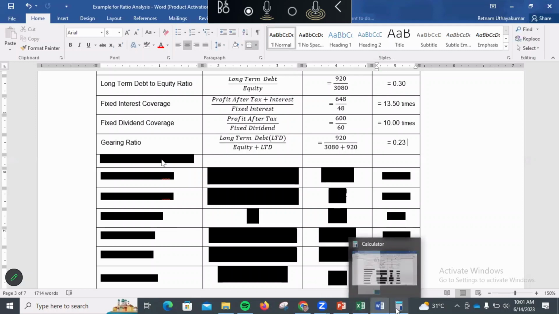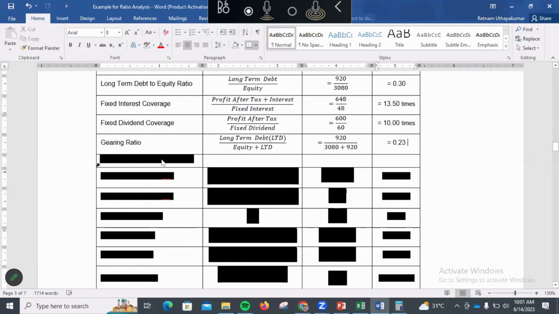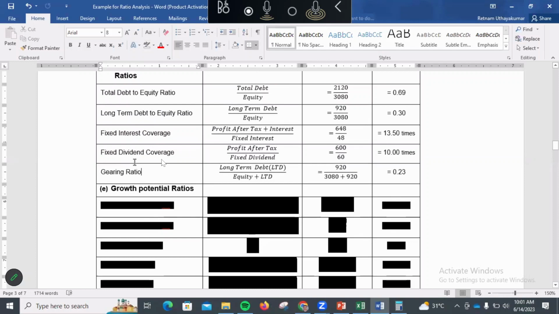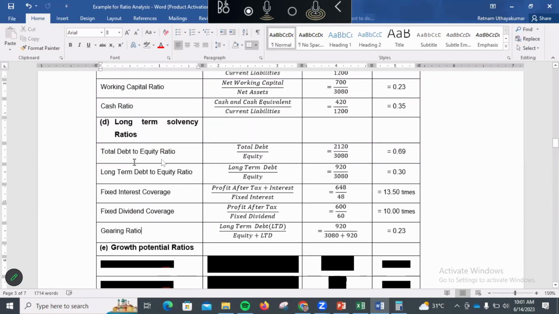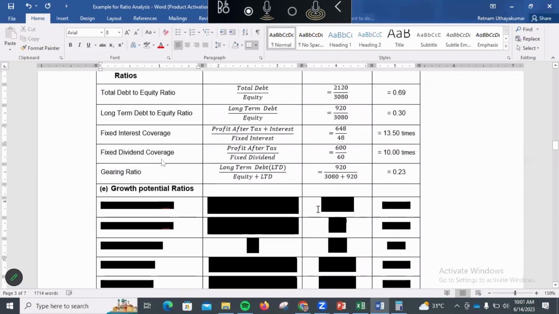So you check with your calculator. Yeah, exactly. You can have 0.23. Yes, that's all about the long-term solvency ratio calculations. So you can later do the interpretations using these guidelines.